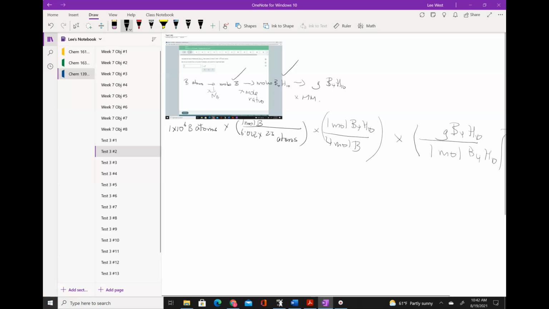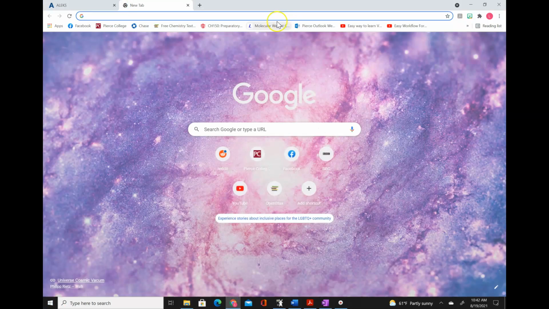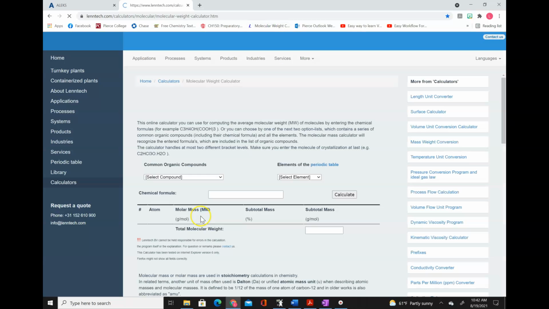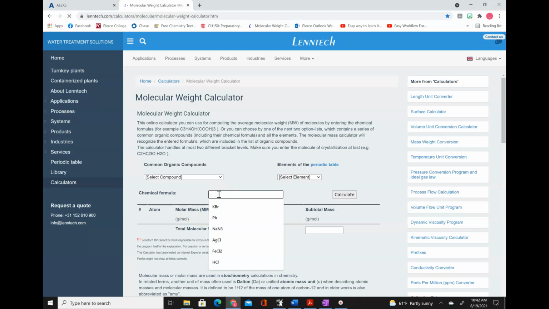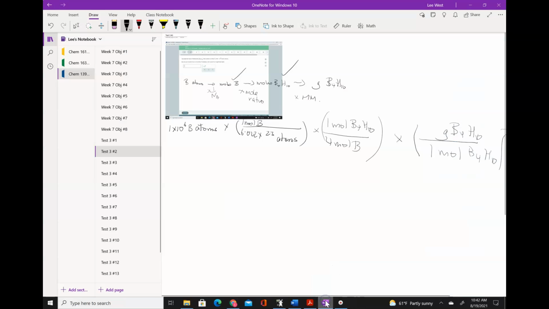So I'm going to need my molar mass. So I hop on over to my web browser, and I'm just going to go to my molecular weight calculator. There it is. And I'm going to put that in. B4H10. Always use a proper molecular weight calculator. Don't Google. Google will lead you astray, and you'll lose a considerable number of points if you use the wrong molar masses. 53.32.